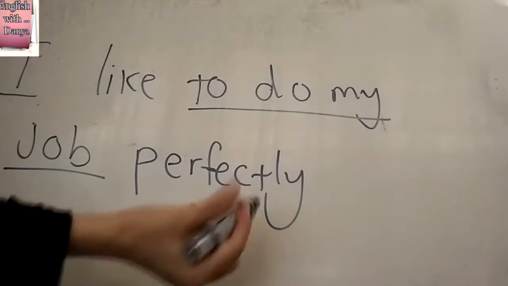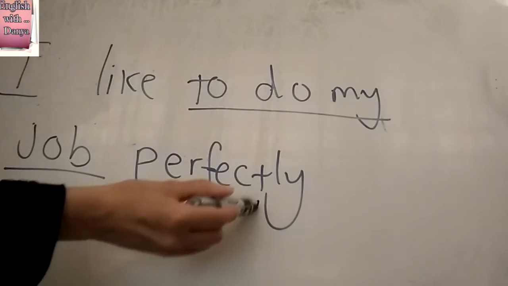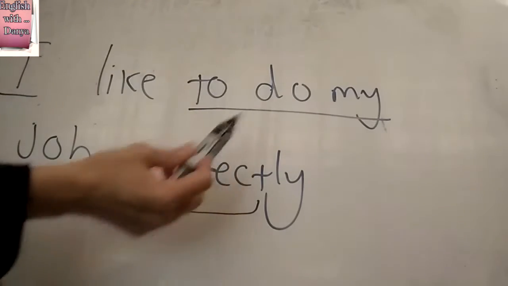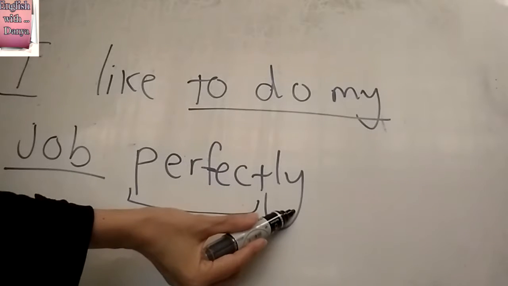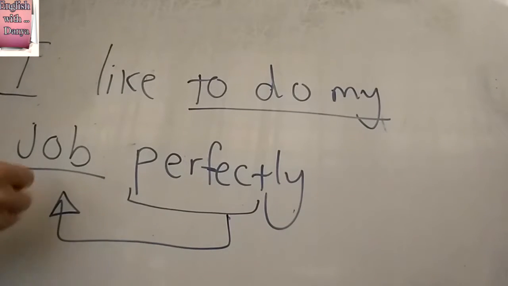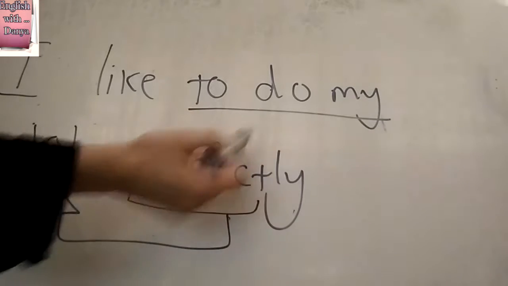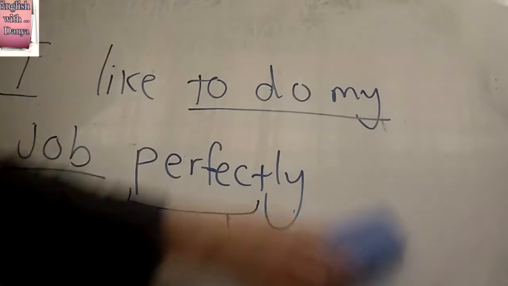Do you see it? Here, the original word is perfect. But because you want to describe your job, you add ly. Because you are telling how. How do you do your job? I do it perfectly. We have ly at the end of the adverb. All right? Let's look at another one.